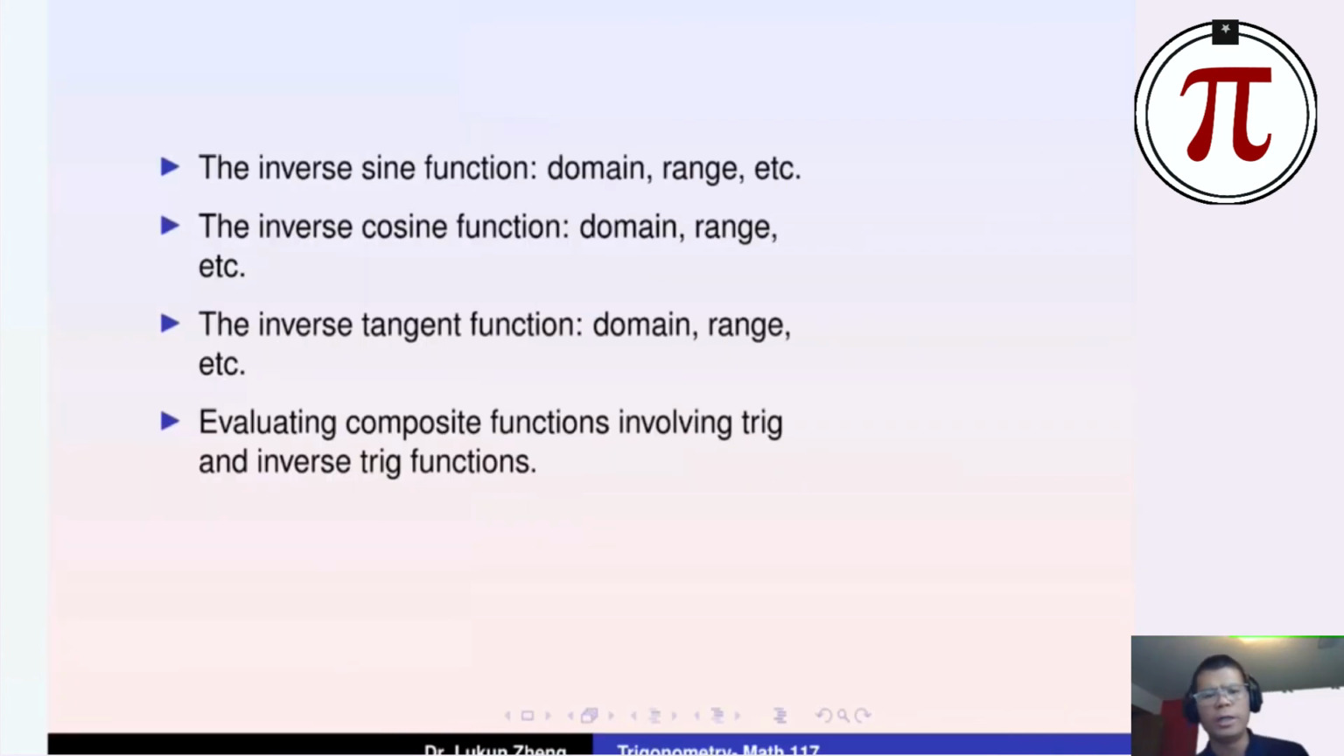Now, section 2.3 is going to be the inverse trigonometric functions. You have the inverse sine, inverse cosine, inverse tangent. For all these, you have a specific domain and range, right? So you have to memorize those. Then evaluate the composite functions involving trig and inverse trig functions, right? So cosine inverse of, say, tangent theta, something like this. Tangent of sine inverse, and so on. These are composite functions.